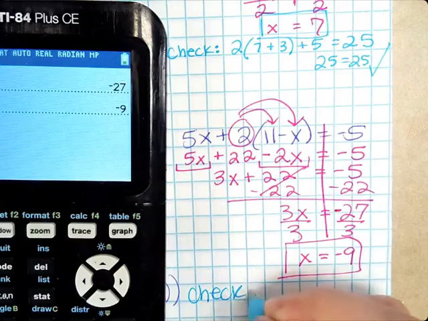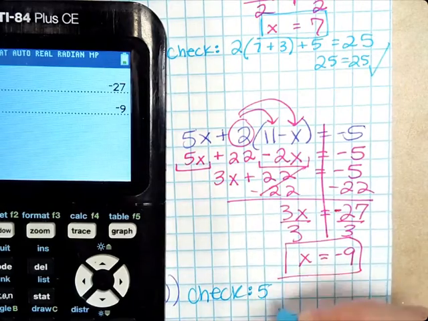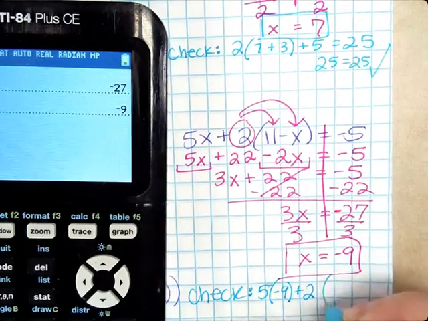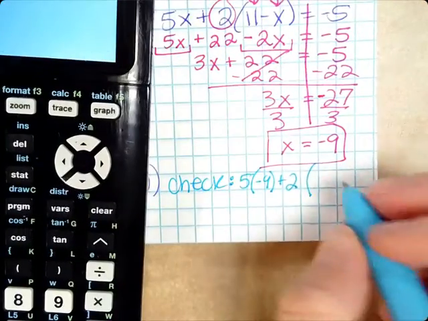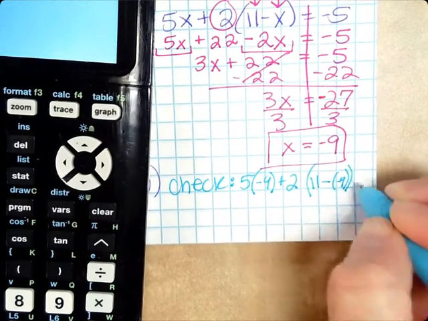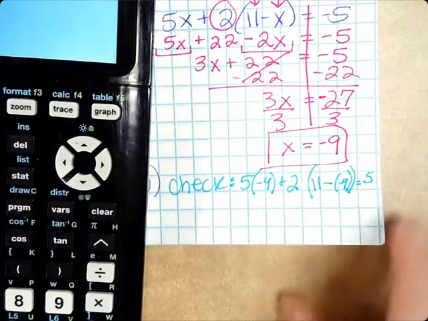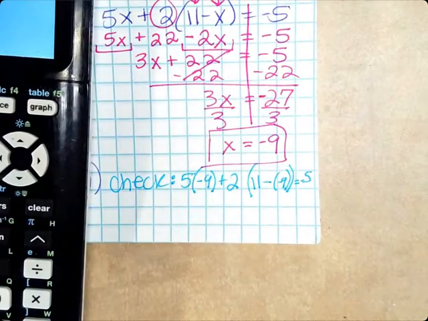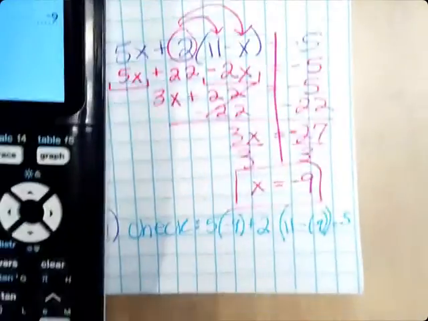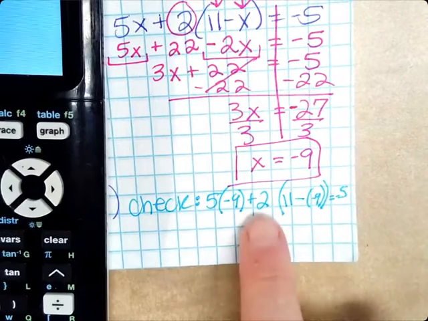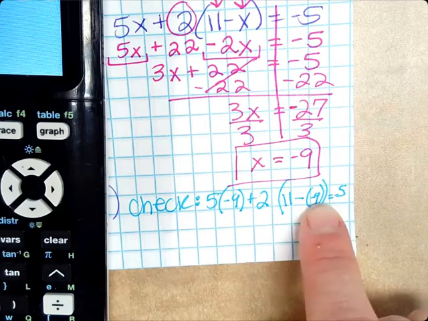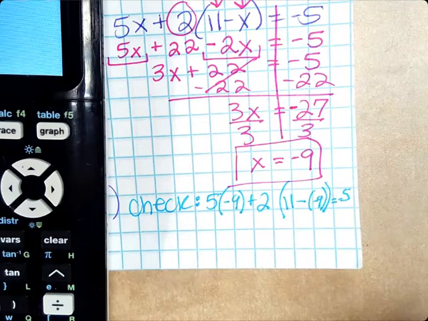Now we need to check it. 5 times the negative 9, plus 2 parentheses, 11 minus the negative 9, equals negative 5. If you keep parentheses around what x is, that makes it easier to plug into the calculator. I know it seems weird at first. But see how we have a minus and a negative? You want to make sure that you put in minus and negative and not minus minus.